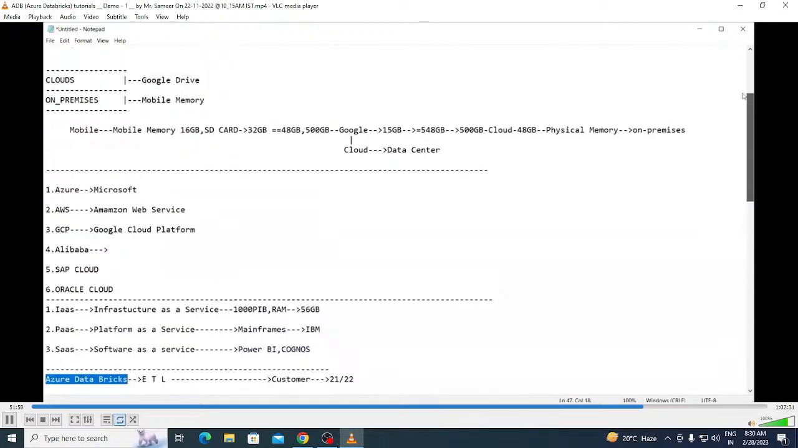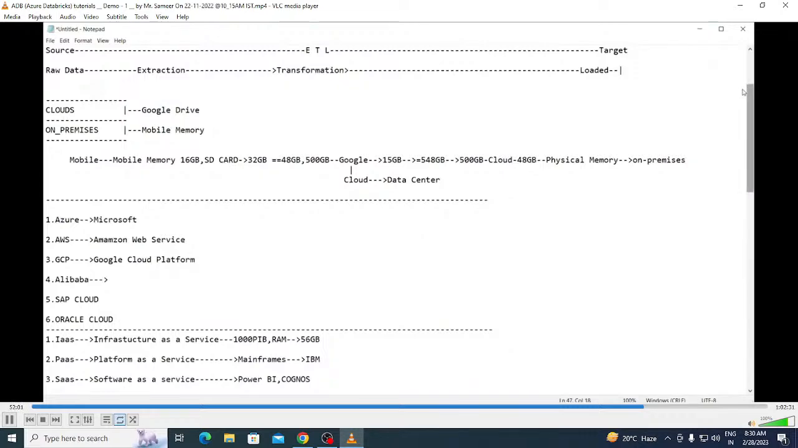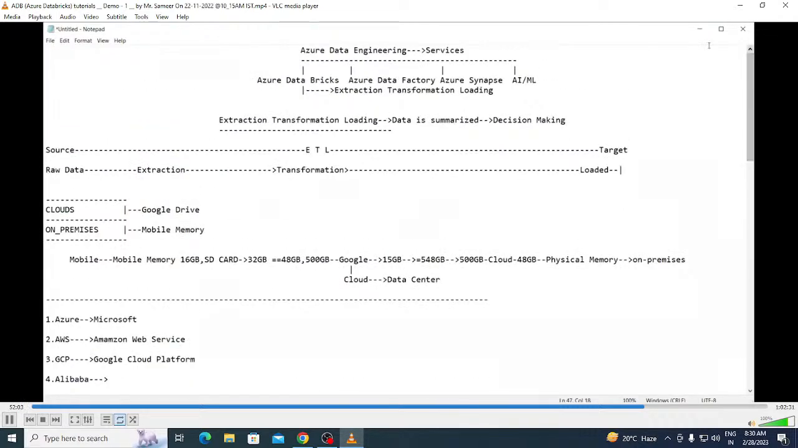Now, as a part of this course, guys, we are going to see Azure Databricks. The total duration of this course will be 60 hours. We are quoting it as 60, but it will go beyond 60 hours because we have many live scenarios we are going to look into.